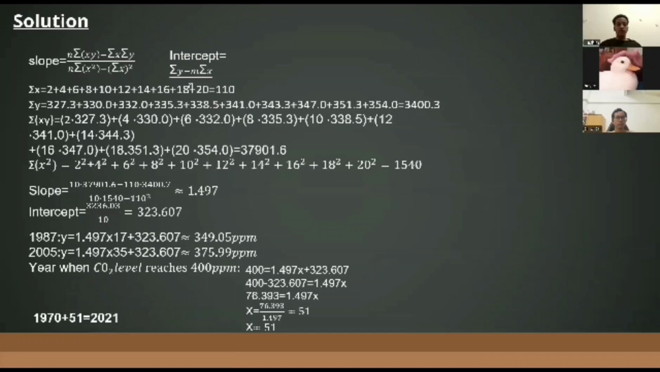And now for the year when the CO2 level reaches 400 parts per million, we have to substitute y with 400, so we have 400 equals 1.497 multiplied by the year, which is x, plus 323.607. So we take the 323.607 to the other side and subtract it from 400, which is 76.390, equals 1.497x. Then we divide 76.390 by 1.497, which is more or less 51.